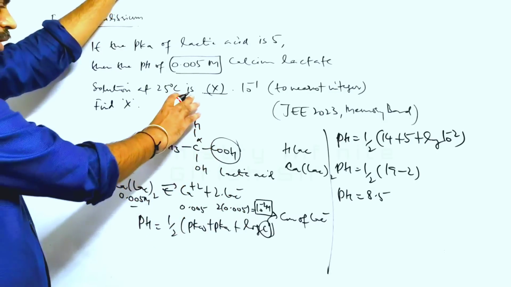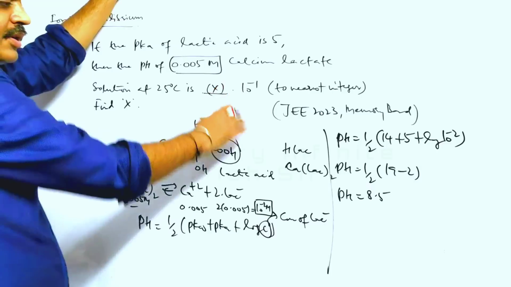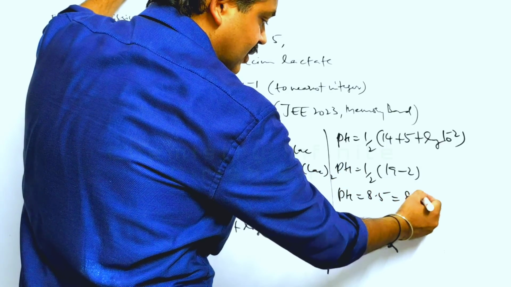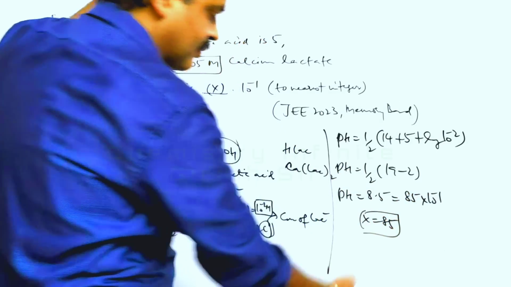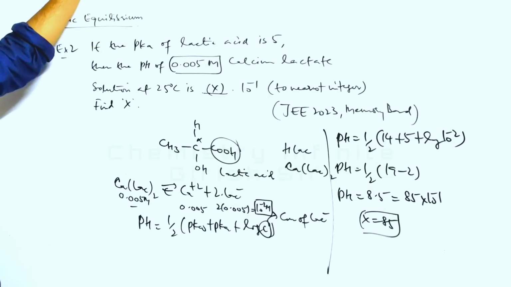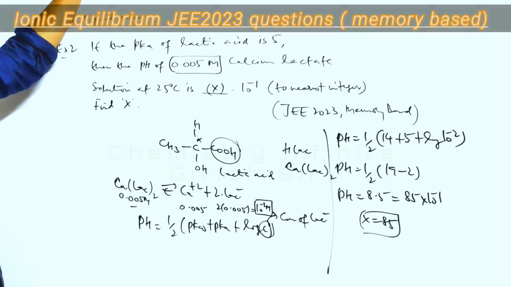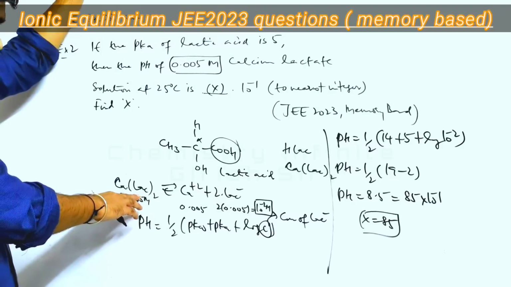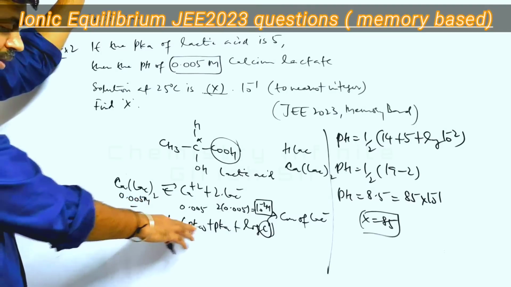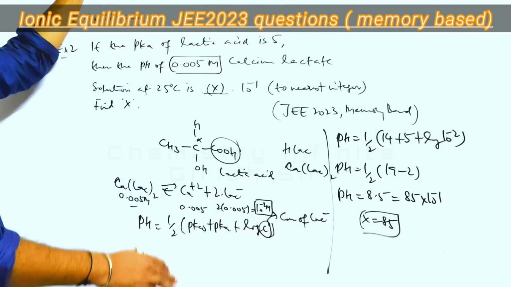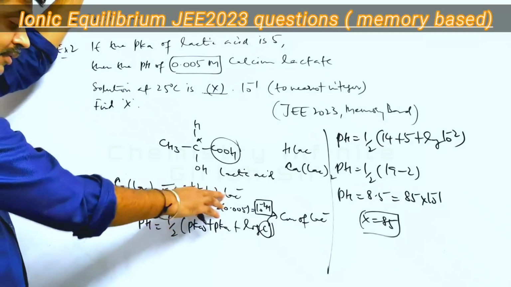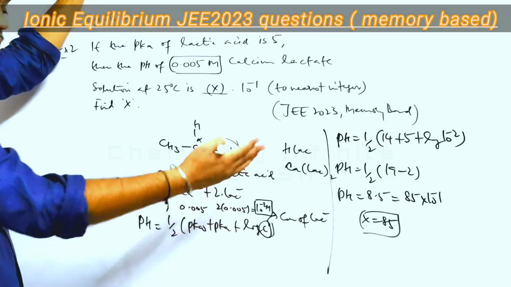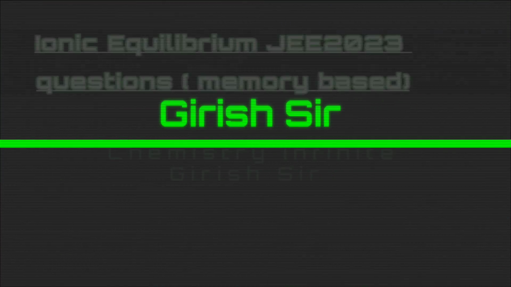Now, in the given format, the answer is written as x into 10 raised to minus 1, so I can write it like this. Compare these two, x would be 85, which is the answer to this question. It's an easy question, you just need to take care that this is the relevant formula, and here C is the concentration of lactate ion, not the concentration of the calcium salt. So you need to find the concentration of lactate ion, put it here and then evaluate. Okay, let's see another example.